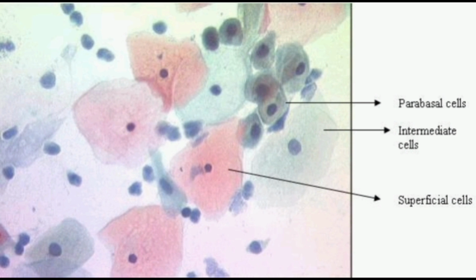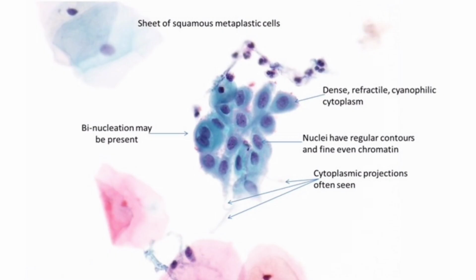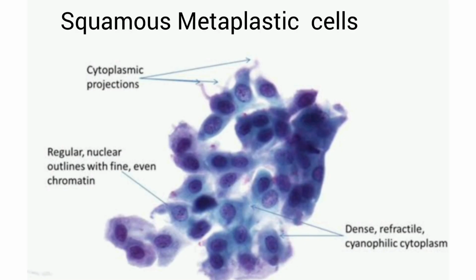Parabasal is slightly bigger than the intermediate cells. These are the squamous metaplastic cells. When the tall columnar lining of the endocervix undergoes metaplasia into squamous type, then the cells look like this. They have cytoplasmic projections and they are round to polygonal in shape with a biphasic staining cytoplasm and they are metabolically active cells.